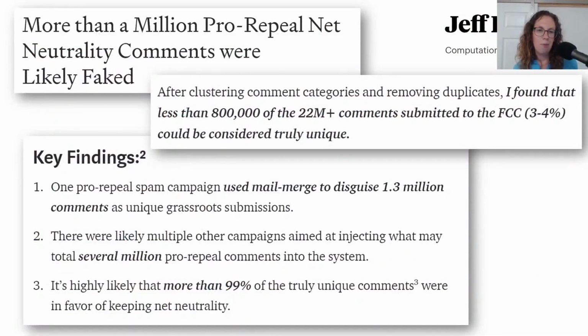And more than 99% of the truly unique comments wanted to keep net neutrality. However, that was not the case if you looked at the full 22 million comments. However, this was in 2017, which may not sound that long ago, but in the field of natural language processing, we've had an entire revolution since then. There's just been so much progress made. And this would be, I think, virtually impossible to catch today if someone was using a sophisticated language model to generate comments.